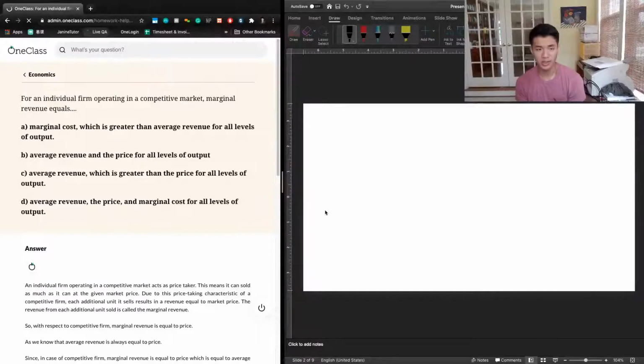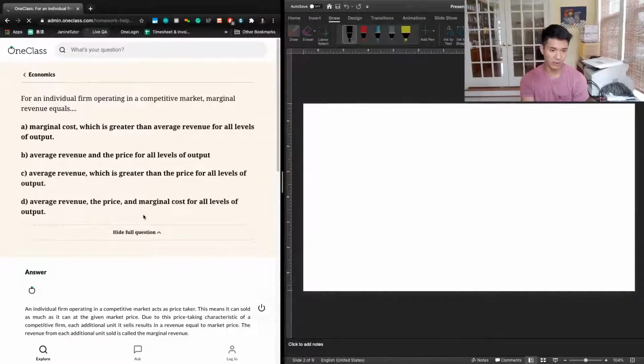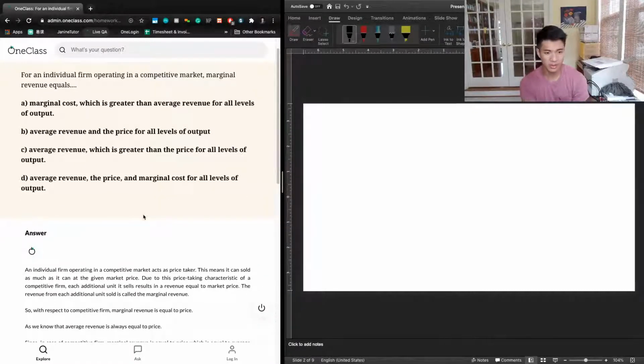Next question says, for an individual operating in a competitive market, marginal revenue equals A, marginal cost, which is greater than average revenue for all levels of output. B, average revenue and the price for all levels of output. C, average revenue, which is greater than the price level for all levels of output. Or D, average revenue, the price and marginal cost for all levels of output.